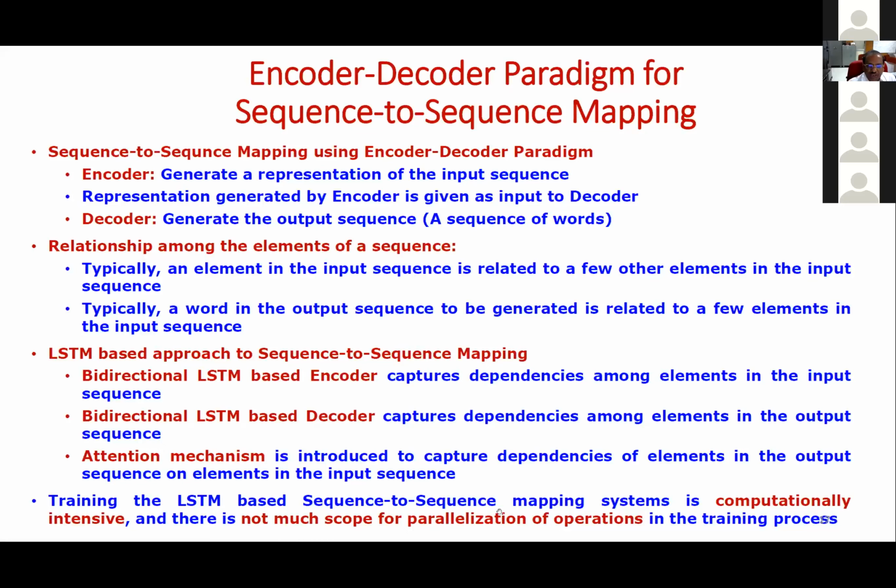Even if you have GPUs, right, it's not easy to perform the parallelization of operations and then make use of the GPUs to reduce the training times. And what you are going to see is how the transformer models can be used to perform this kind of task where there is a lot of scope for parallelization of the operations, so that one can reduce the training time significantly compared to these LSTM-based models.